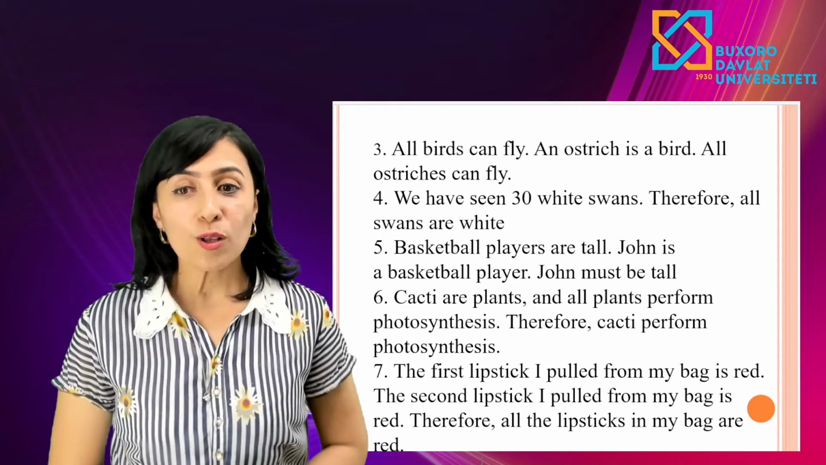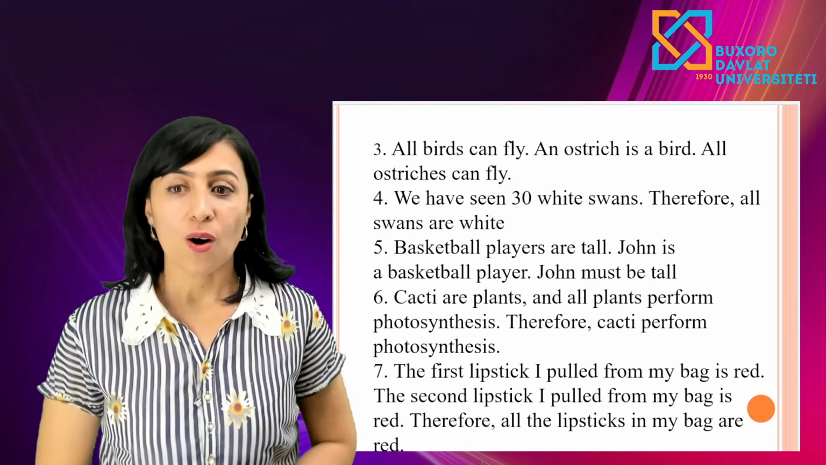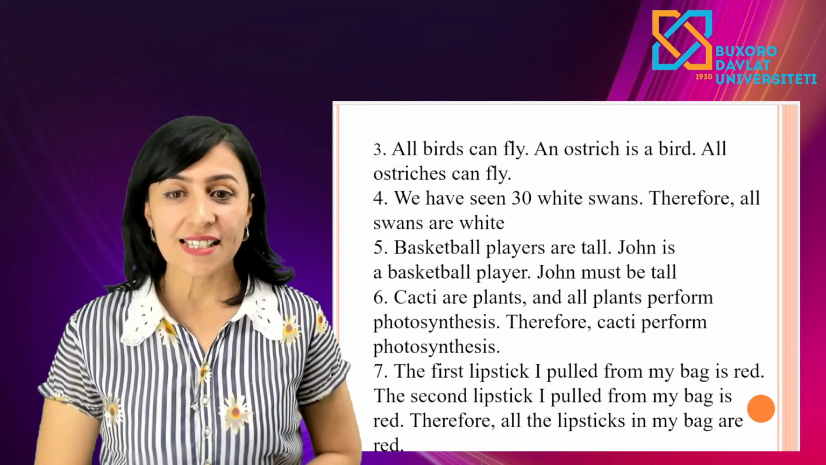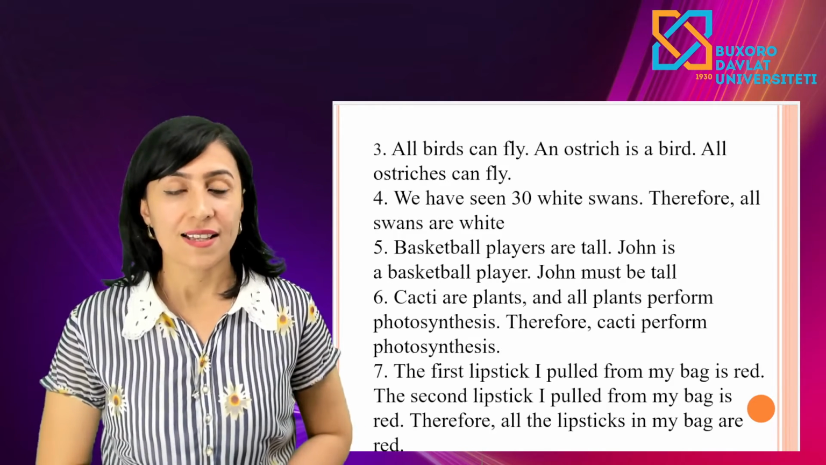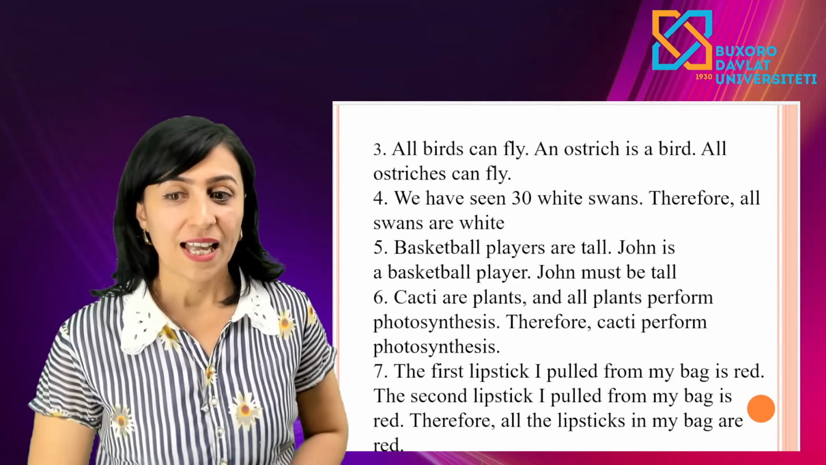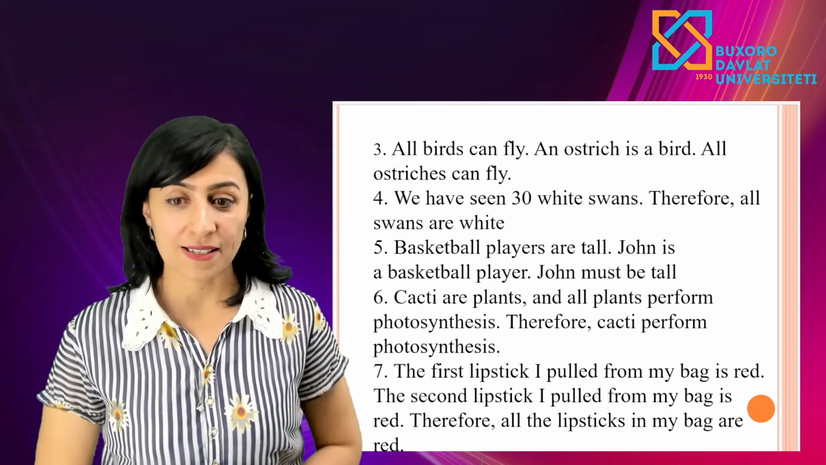Next, all birds can fly. An ostrich is a bird. All ostriches can fly. We have seen 30 white swans. Therefore, all swans are white. Basketball players are tall. John is a basketball player.